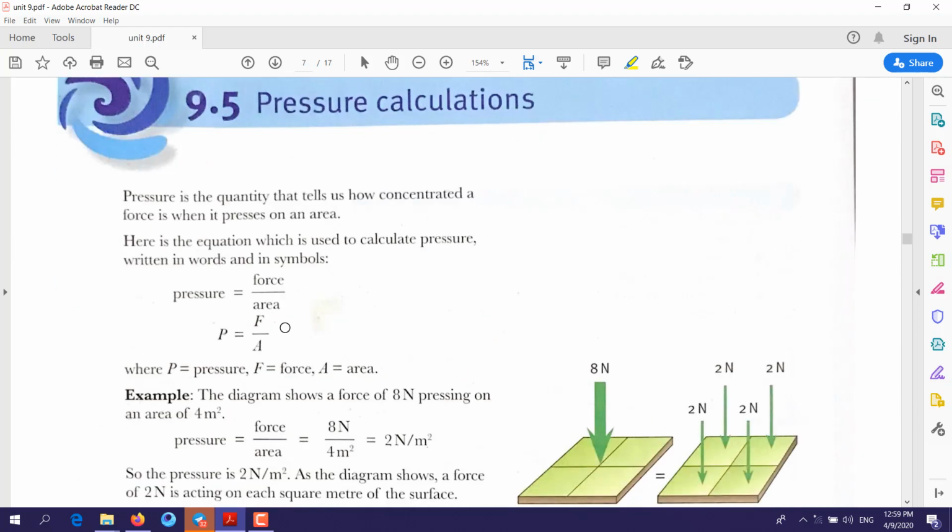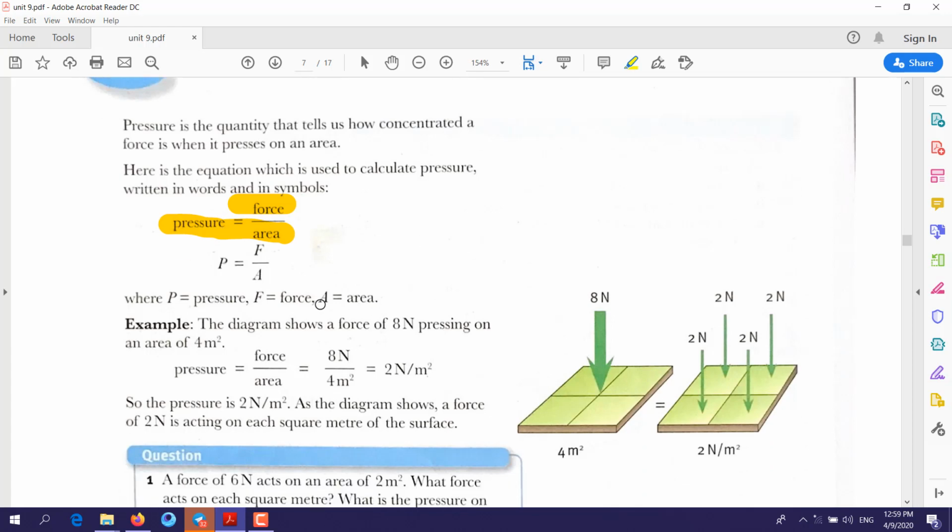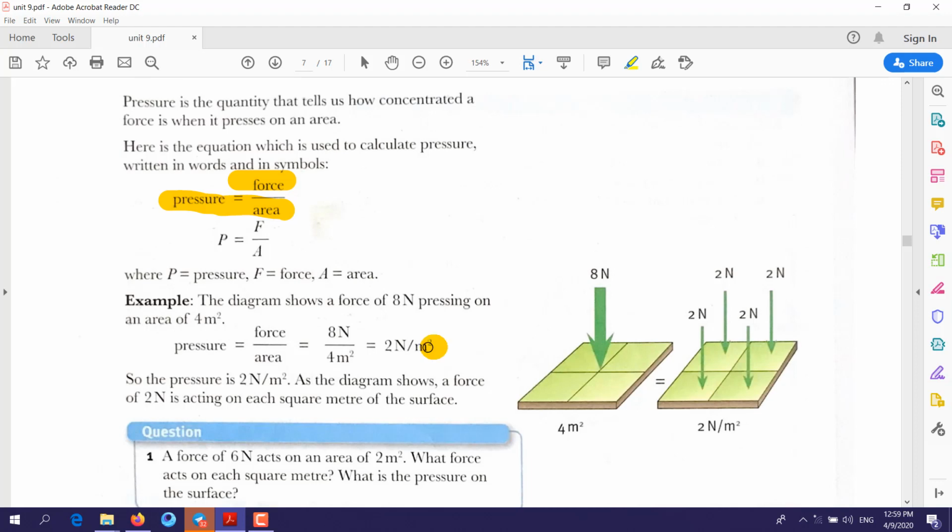Pressure calculations. Pressure is the amount of force over area. Okay, this is the formula. The unit of it, okay, is Newton over meter square. Newton, what is it? It comes as a unit for force. Square meter, what is it? It's the area.